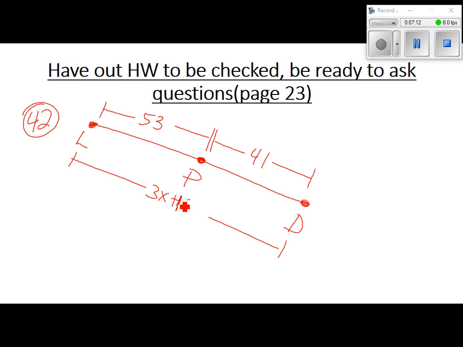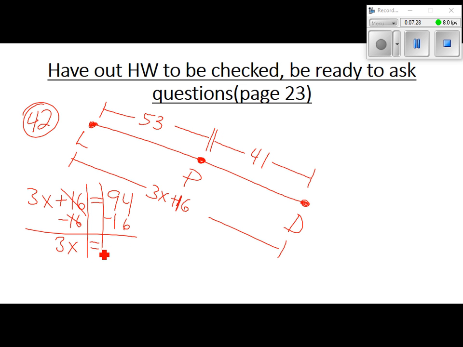So you can get 3x plus 16 equals 94. We just add those two together, right? Subtract 16 on both sides. Good thing you got your calculators out. 94 minus 16 is what? 78. Then what do we do? Divide by 3. What's x equal? 26. What did they ask us to find? x. So we stop there. That's our answer. Next question.